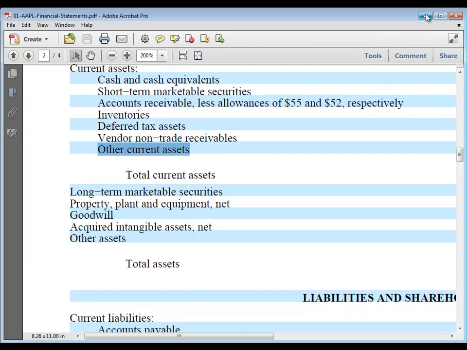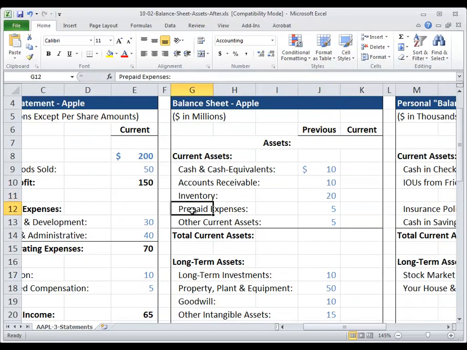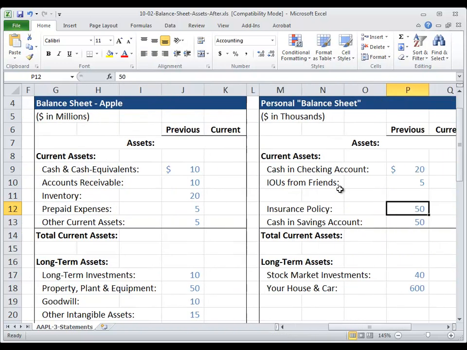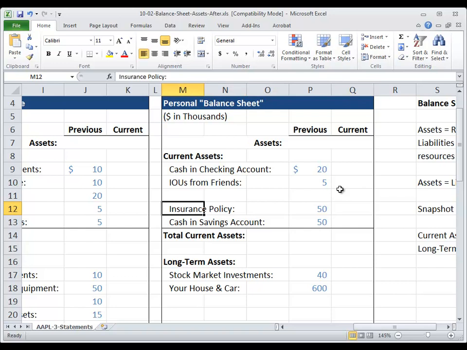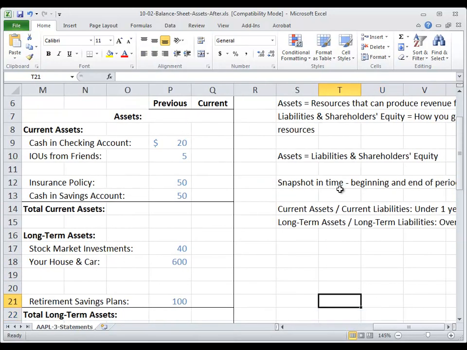And then other current assets could include a wide variety of different assets. One of the most common ones that we see on our balance sheet here is prepaid expenses. The idea with prepaid expenses is that you pay for something up front and then you recognize that expense over the course of the year on your income statement. A classic example for both a personal balance sheet and also for a corporate balance sheet of prepaid expenses is an insurance policy. So let's say, for example, that you pay $1,200 for an insurance policy.